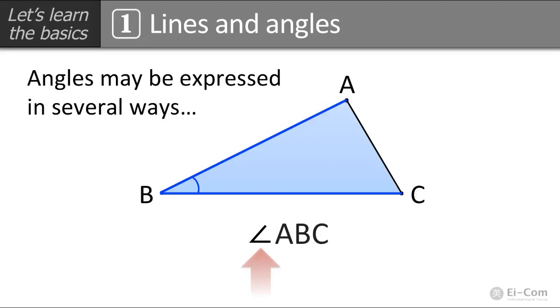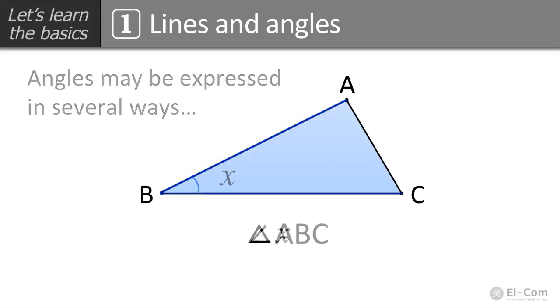This same angle may also be called by different names. For example, it may also be called angle CBA, or simply angle B. Point B is called the vertex of the angle. And finally, it is possible to name angles in the same way that we named lines, using lowercase letters. So we might refer to this same angle as angle X.